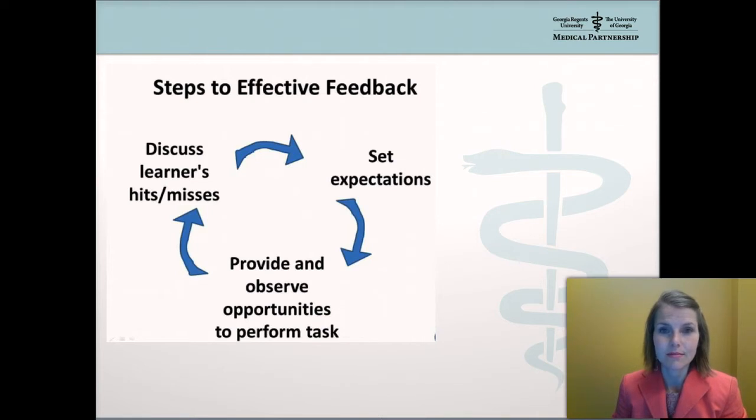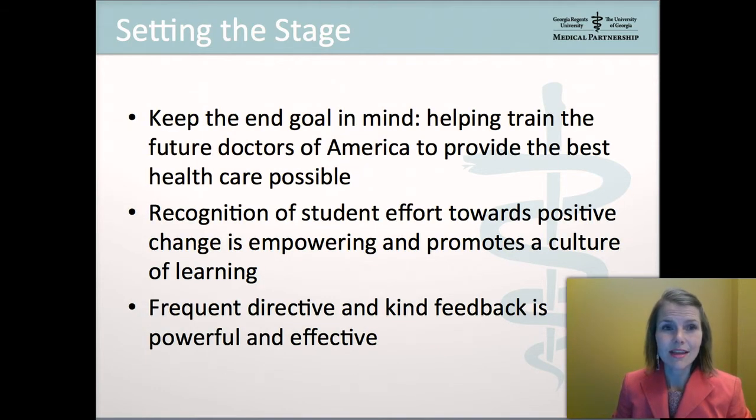Evaluating students and giving feedback can feel very daunting, so I'd like to set the stage for what our goals ultimately are. First of all, I think it's important to keep the end goal in mind, which is helping train future doctors of America to provide the best health care possible. The second point I'd like to highlight is that recognition of student effort towards positive change is empowering and promotes a culture of learning. And lastly, the fact that frequent and directive, kind feedback is powerful and effective.